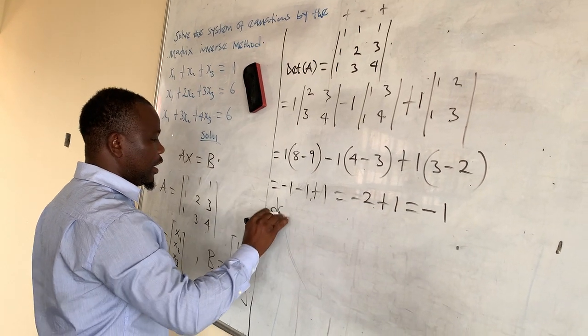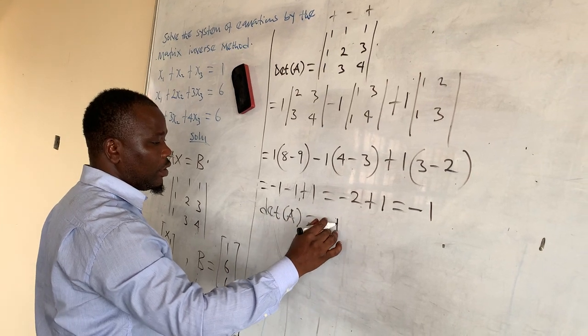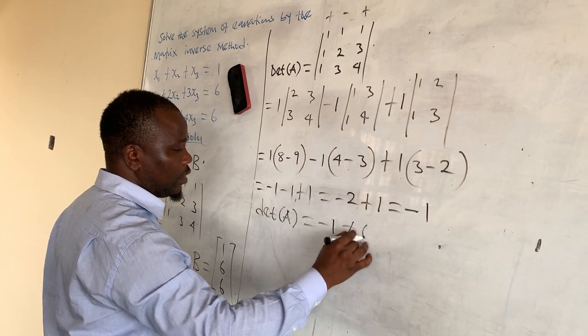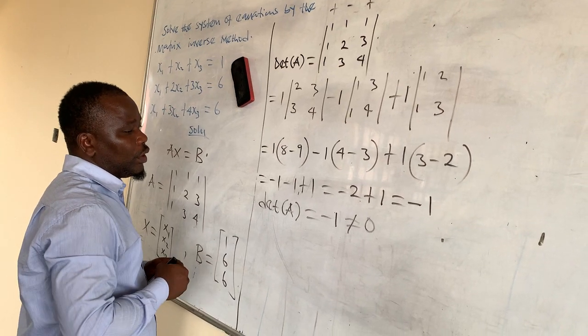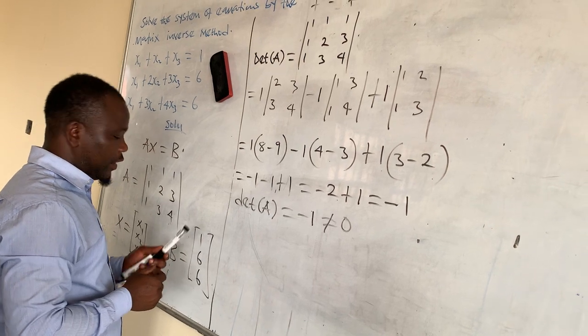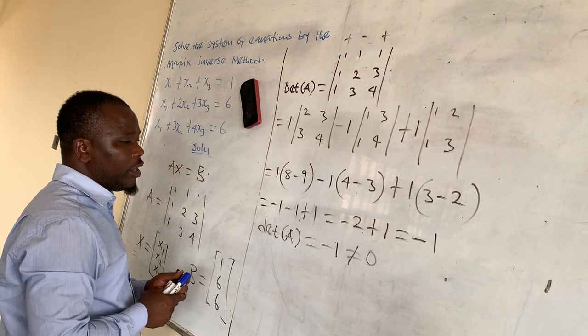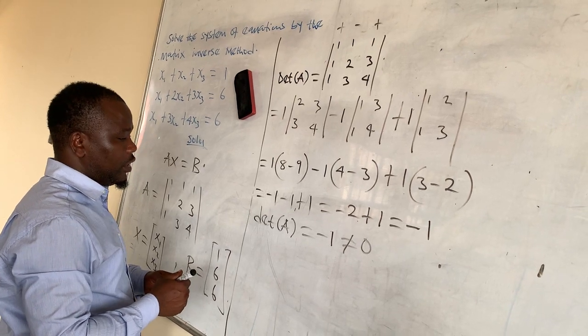Yes, the determinant of A is equal to minus 1. But note that it is not equal to 0, so it implies that the inverse of A exists. But we are going to look for the adjoint first. Is that clear?